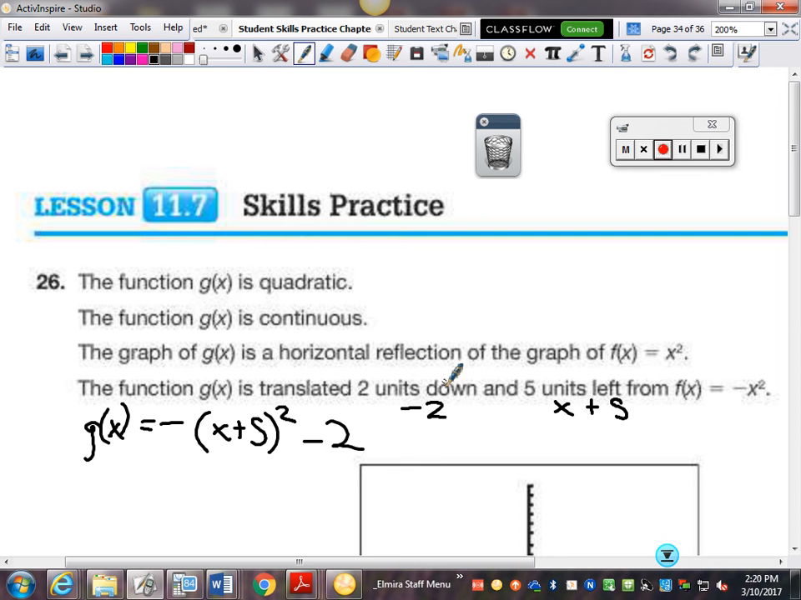So 2 units down would be a minus 2 at the end of the function, plus 5 units to the left would be x plus 5, just adding 5 to the x. And they already told me in this step, I didn't even have to know to put a negative sign in it. They gave that to me in the clue, so I just have to carry that down. So this section's kind of annoying.